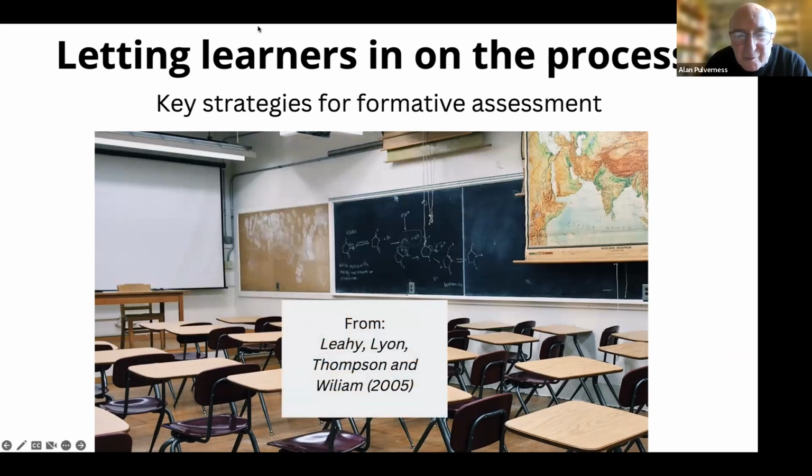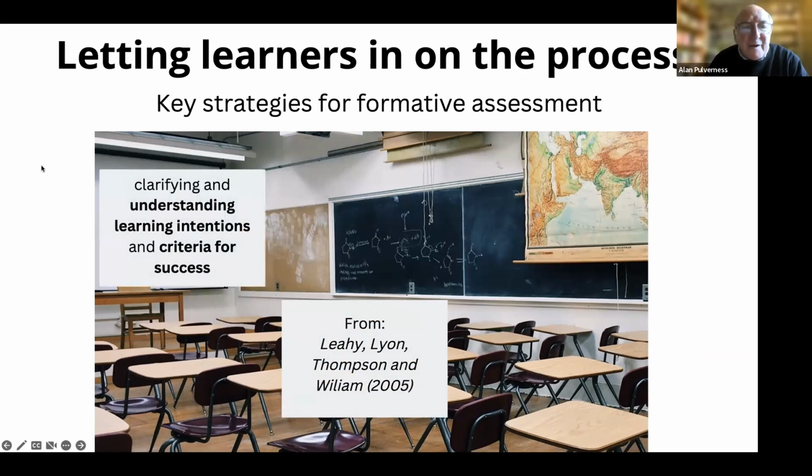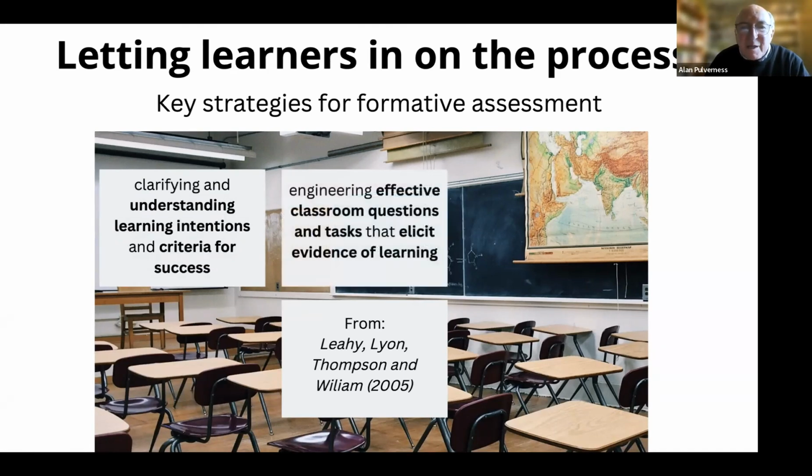So drawing on work by Leahy, Lyon, Thompson and Wiliam in 2005, they identified a number of key strategies for formative assessment. Firstly, clarifying, making explicit and understanding learners' learning intentions, where they want to get to and how they know that they're succeeding along the way. So making the criteria for success explicit.